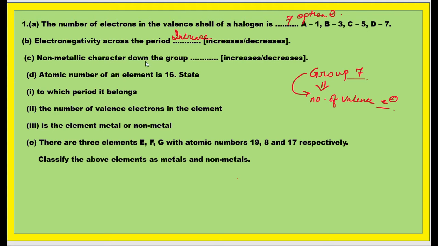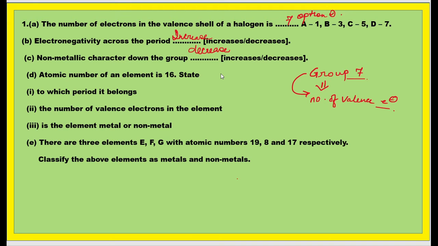Now down the group, your non-metallic character will increase or decrease? What will you say? Decrease. Why? Simple. As we go down the group, the size of an atom increases. So size of an atom increases, that means it will have less tendency to accept electrons. So your non-metallic character will decrease.